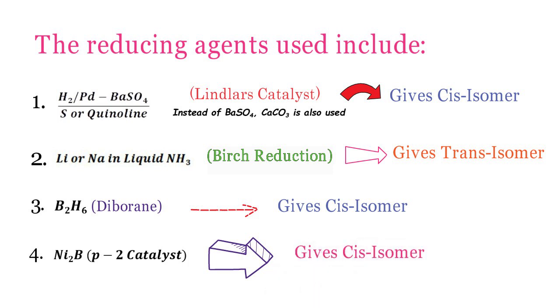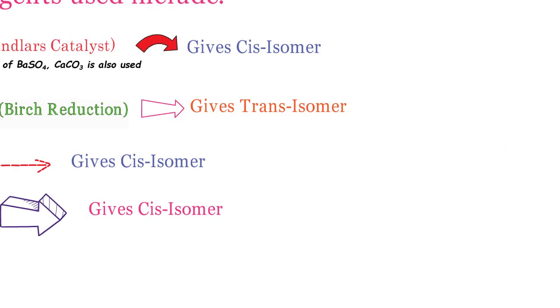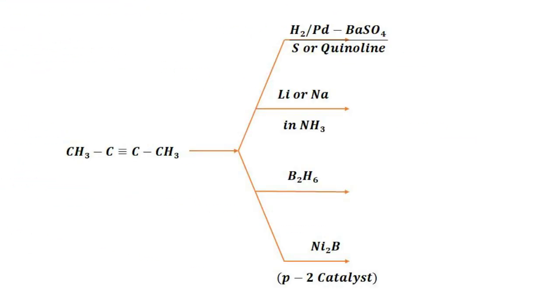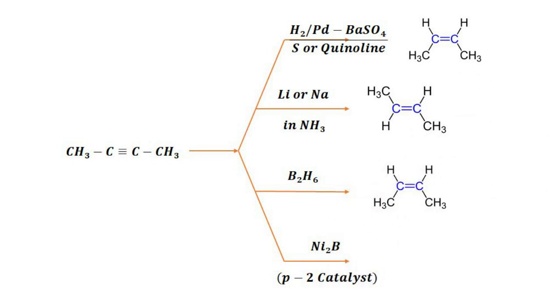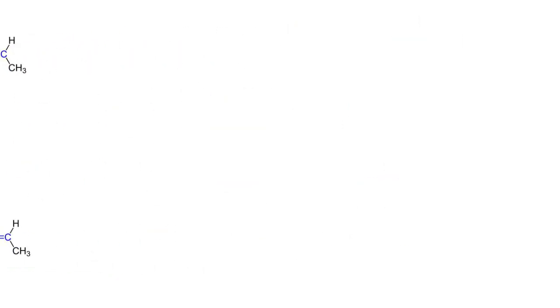Now from the following, it's clear that it's only the metals in liquid ammonia that give you a trans isomer, while all the others, that is the first, third and fourth, give you a cis isomer. This is shown here, so we have the alkyne over here and the reducing agents one by one. Lindlar's catalyst gives you cis, metals in ammonia give you trans, while B2H6 and nickel boride give you the cis isomer again.